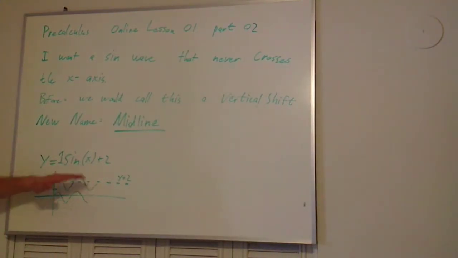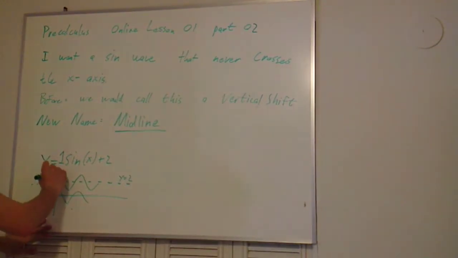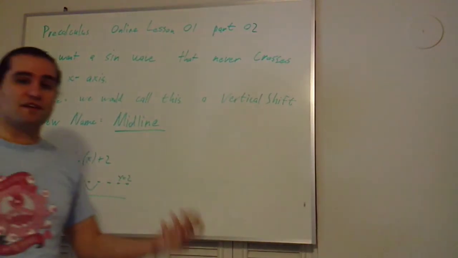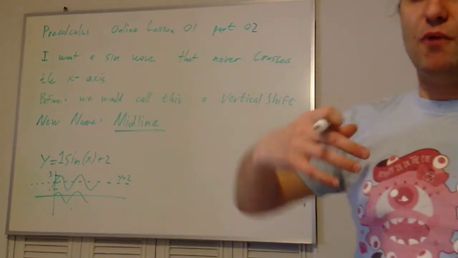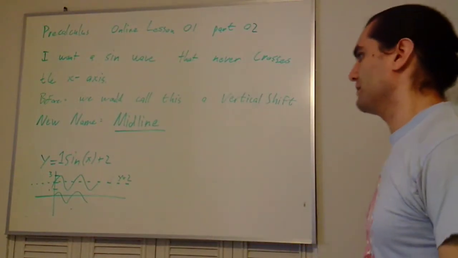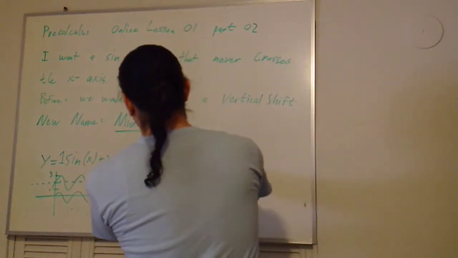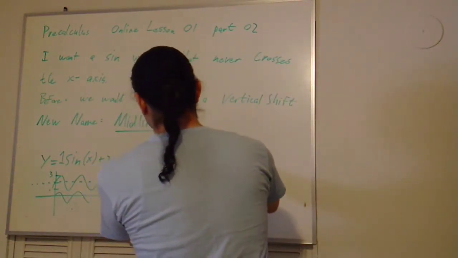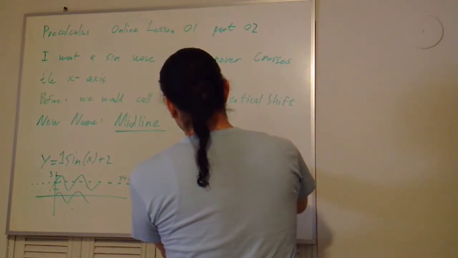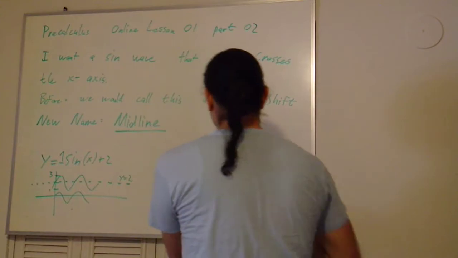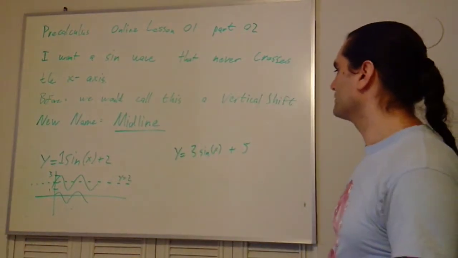From y equals 2, this particular sine wave will go up to 3 and down to 1 because the amplitude is still 1. Things are going to get exciting when we start doing multiple of these transformations at the same time. So if we look at something like y equals, let's say, 3 sine of x plus 5. Now we'll go minus 5.